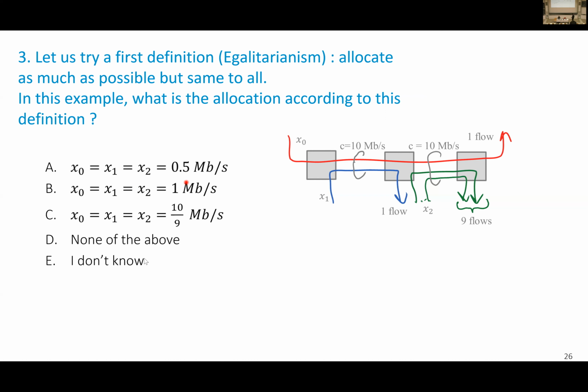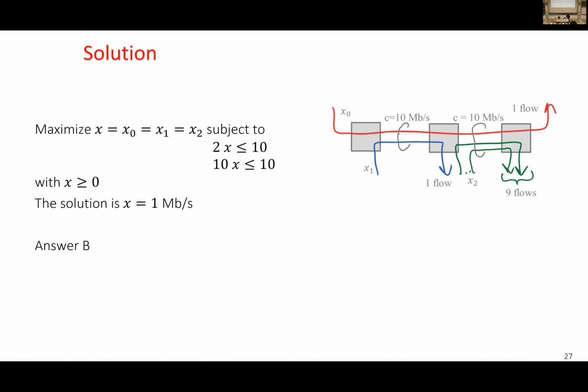And the correct answer is B. That's easy to see by casting this as an optimization program. If we want to give the same to everyone, then let's call X the common value that every flow receives. What are the constraints? Well, this link and this link gives those 2 constraints. And we need to maximize this.